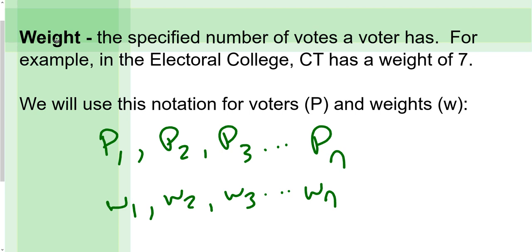So you're going to see this notation a lot more. P1, P2, P3 are going to represent people or voters. And we'll usually deal with numbers, but in case you need it, W1, W2, W3 represents their weights.